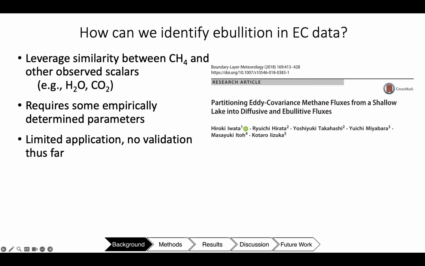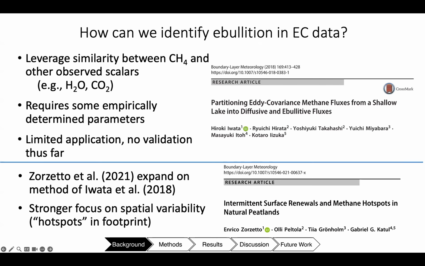So how does the method work to identify ebullition? It takes advantage of that scalar similarity. It does require some empirically derived parameters. And so far, at least when we were writing our paper, there weren't a lot of cases of its use. So I think there's a lot of opportunity there. There's also not yet a validation. So we can make an estimate of ebullition, but we don't have a concurrent bubble trap or some other approach to say that we're actually accurately estimating ebullition. We're kind of saying that that is the primary cause of those disturbances from the similarity theory.